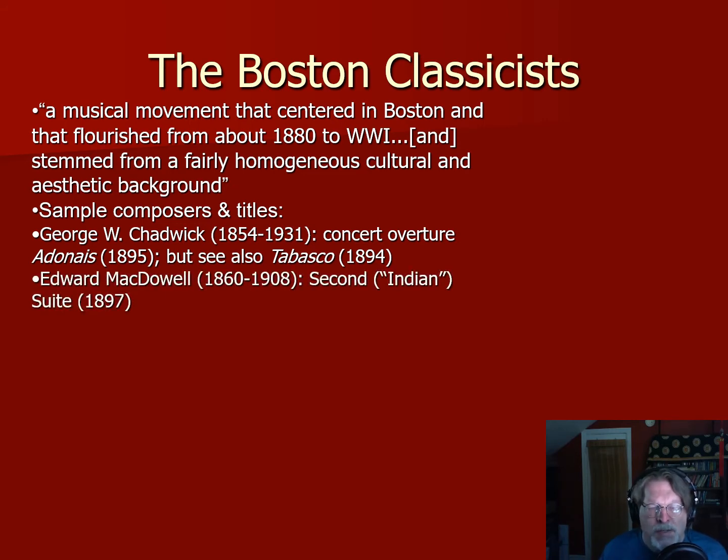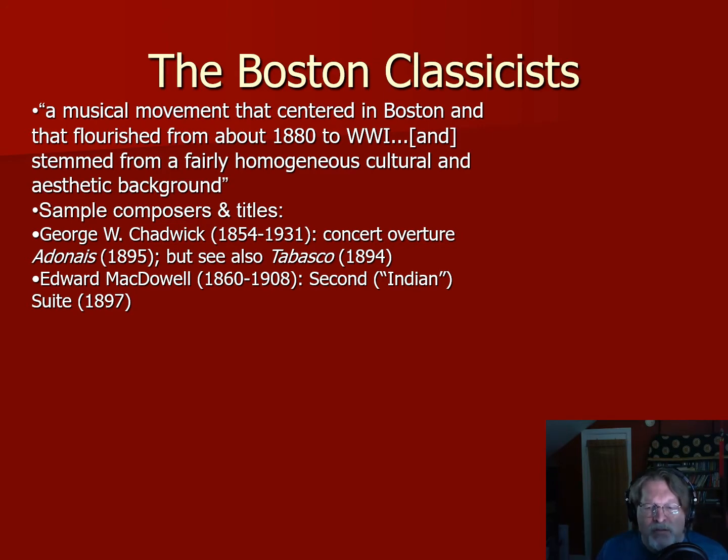Edward MacDowell is in some ways a kind of quintessential member of the Boston Classicists. He was a pianist, also trained in Europe, in Germany in fact, and taught at the New England Conservatory and also taught in New York as well. His particular area of compositional output tends to be bifurcated. He composed extensively small characteristic pieces for the piano, what we would call character pieces, pieces which have programmatic titles and are small in scope and evocative of a certain kind of late romantic aesthetic.